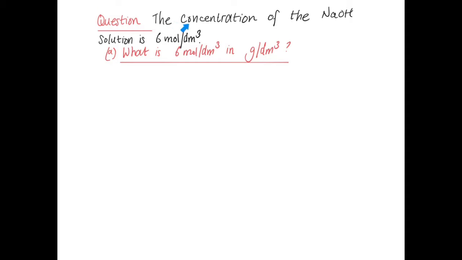So the question is, the concentration of the sodium hydroxide is 6 moles per decimeter cubed. What is 6 moles per decimeter cubed in grams per decimeter cubed? What that means is, how many grams of sodium hydroxide do you have to put in a decimeter cubed so the concentration overall is 6 moles per decimeter cubed?